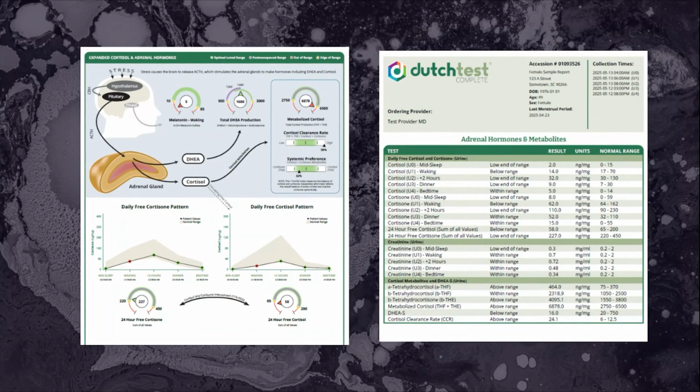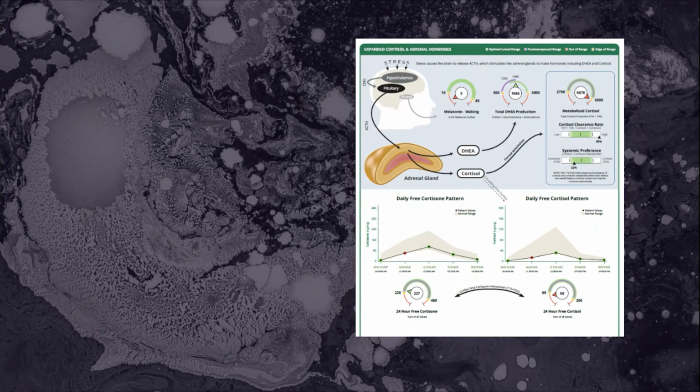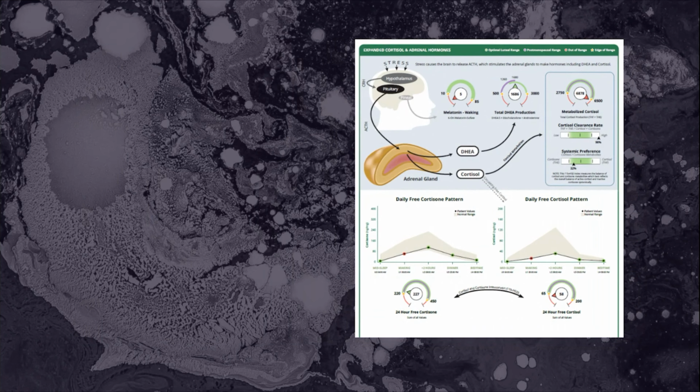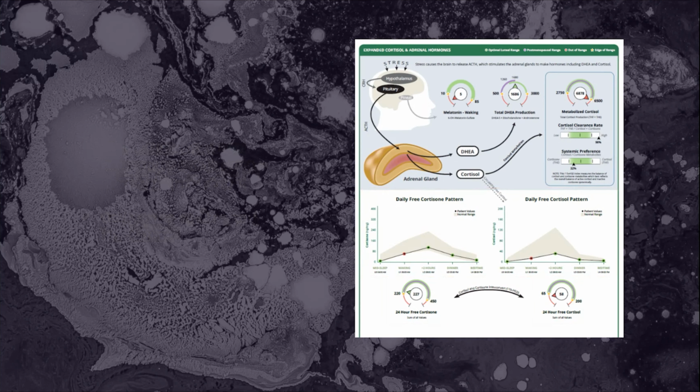Page 4 is the visual representation of the cortisol data, and it comes before the table list of findings on page 5. Let's look at free cortisol patterns first. Free cortisol and free cortisone diurnal patterns are similarly hugging the bottom of their ranges throughout the day, and at some points fall below the normal range. And when we add all those points together, we can see we have a pretty low total free cortisol.